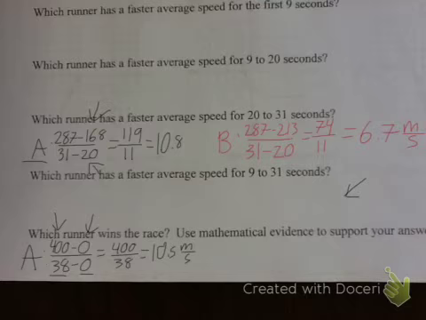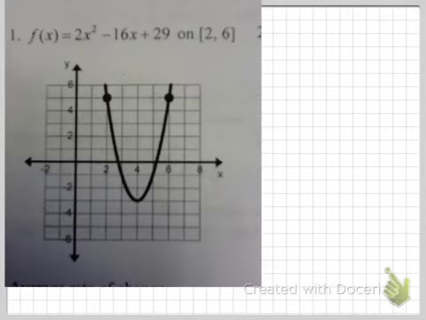That is hauling right there. And working out the second part, runner B, is 400 over 50, which is about 8 meters per second. So clearly runner A ran faster than runner B, which makes sense, since what we saw in the graph. So let's look at some more examples.